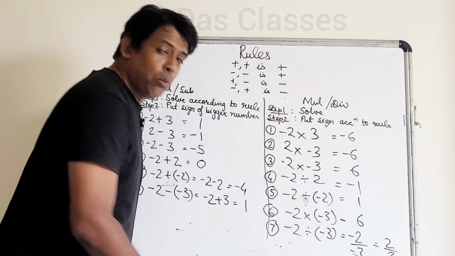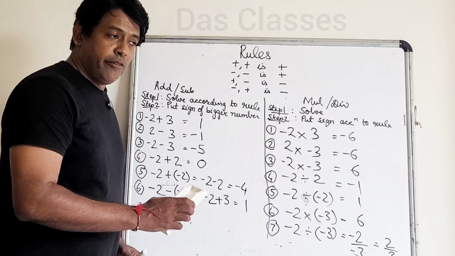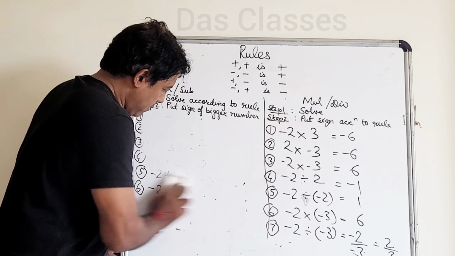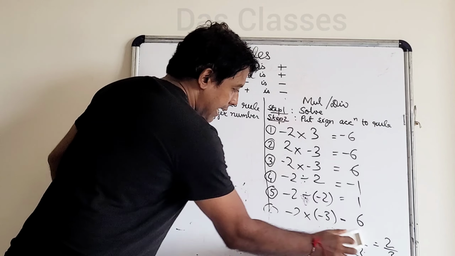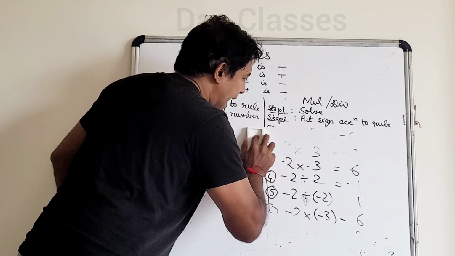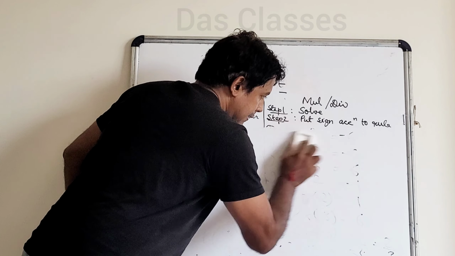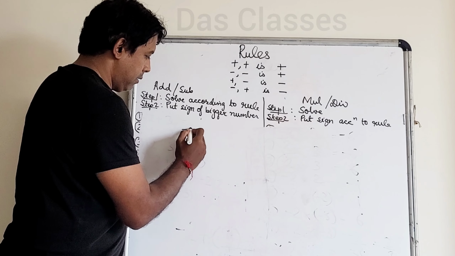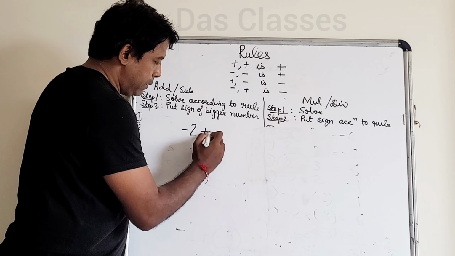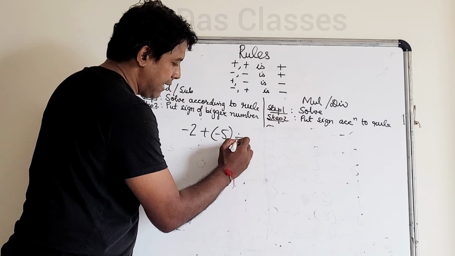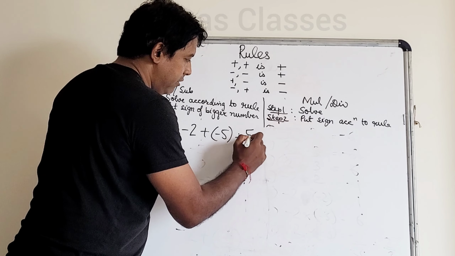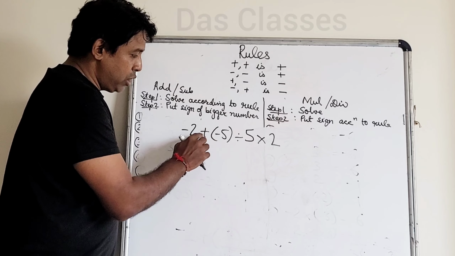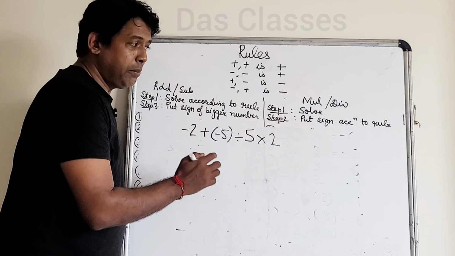Okay, so now what we'll do is we'll take a sum which will include all the operations and see how to solve in that case. So let's take an example, say minus 2 plus minus 5 divided by, say, 5 multiplied by 2. As you can see, many operations, there's a plus, there's a division, there's a multiplication.